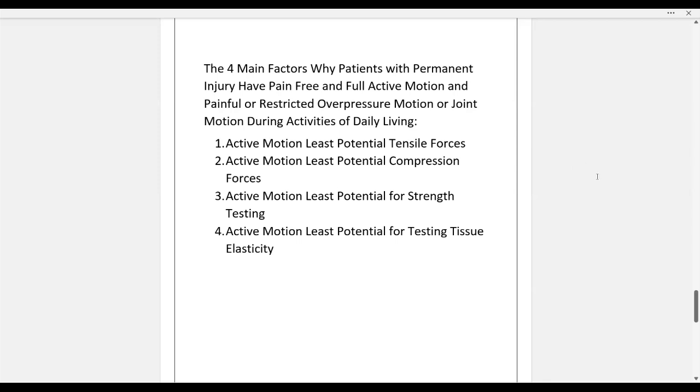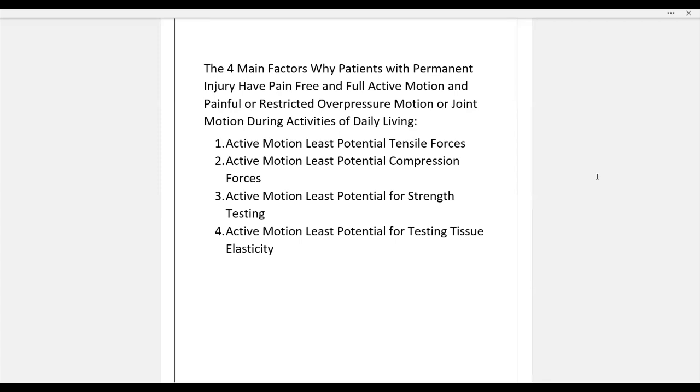In other words, now we looked at 3 factors here. Number 1 and 2 had to do with the nerves. Number 3 has to do with the collagen, the strength of the type 3 collagen. Active motion is the least potential for strength testing, so you're going to have less likelihood of finding a strength issue with active range of motion. And then with tissue elasticity, again, that's the elasticity of type 3 collagen. It's the least engaged in active range of motion.